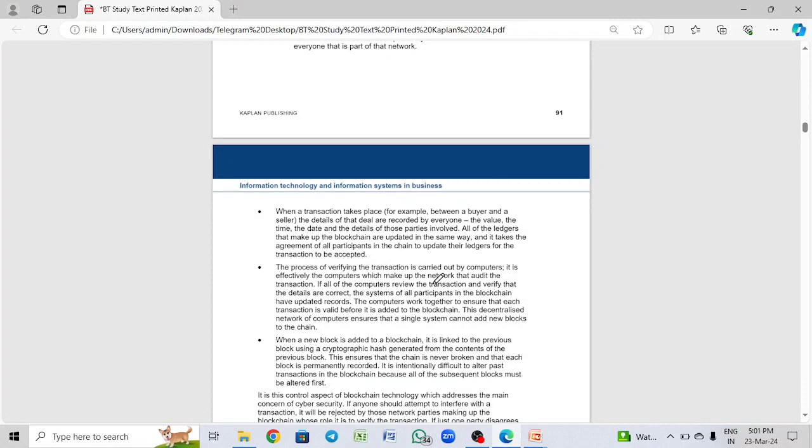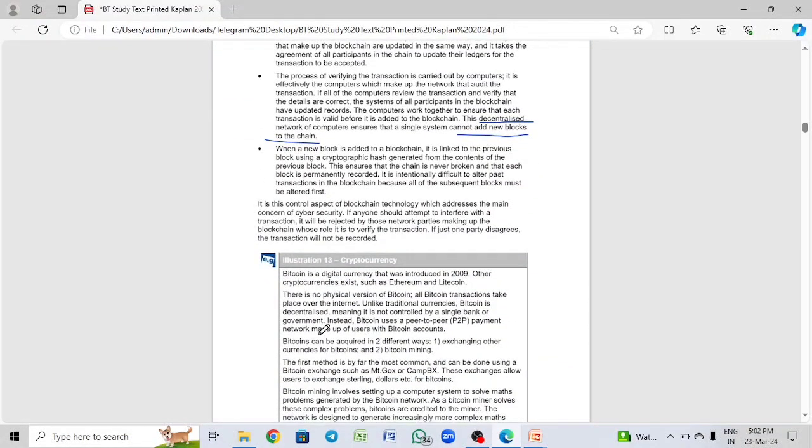The process of verifying the transaction is carried out by the computers that make up the network and audit the transaction. If all the computers review the transaction and verify the details are correct, the system of all the participants in the blockchain is updated. The computers work together to ensure that each transaction is valid before it is added to the blockchain. Like I discussed, it is a decentralized network of computers, so a single system cannot alter the chain of blocks. So these are the various advantages of blockchain.